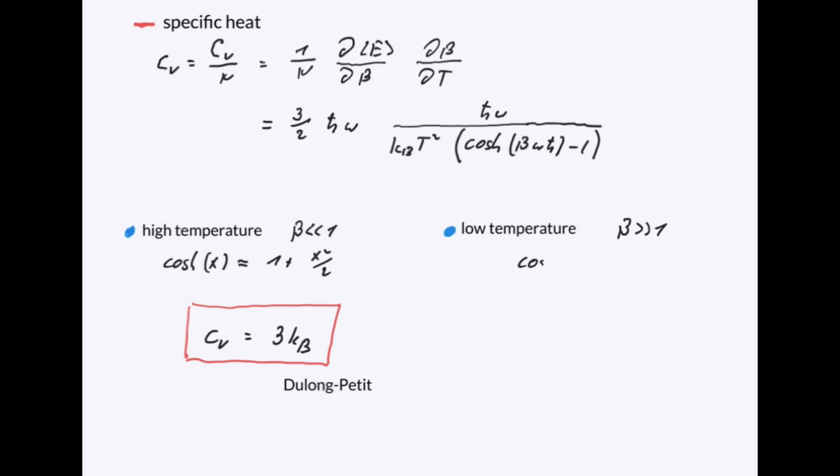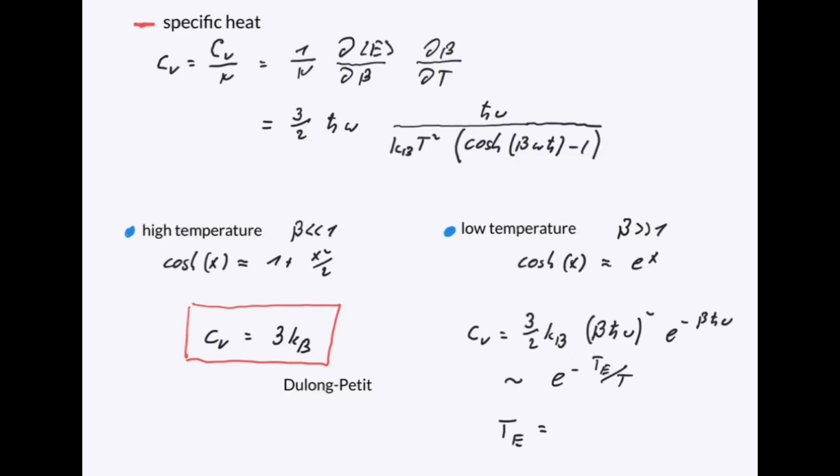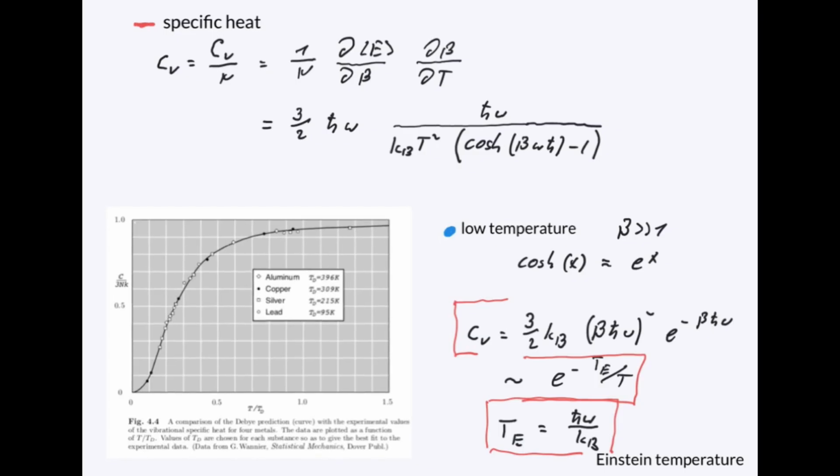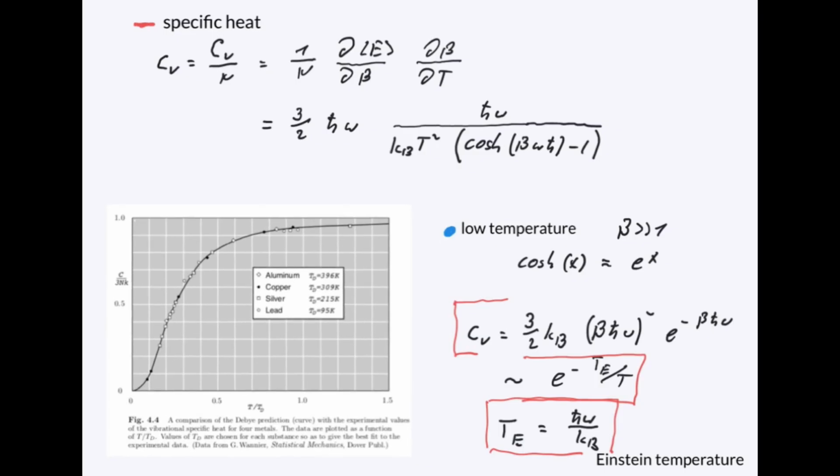For the low temperature case, where β is much larger than 1, the cosh of x can be approximated by e to the power x, leading to the expression for the specific heat, which is now proportional to e to the minus T_E divided by T, where T_E is the Einstein temperature ħω divided by k_B. This result tells us that the specific heat should drop off exponentially with temperature. The experimental results follow the description of the Einstein solid.